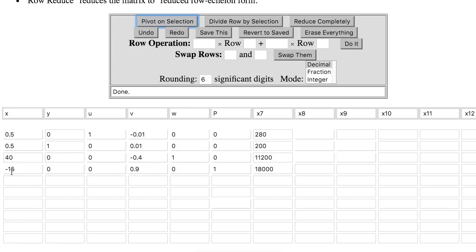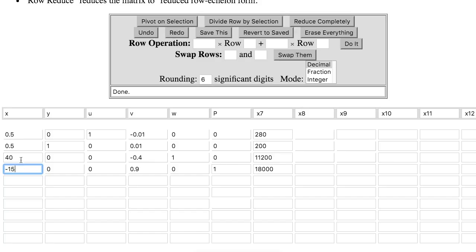X is 0 because the column is not in unit form. Y is 200, and U is 280, and remember U was unused land. So we're using all our capital and we're using all our storage space. 280 acres of land not used, and our profit would be $18,000 if we did that. But we're not at the optimal solution. We still have a negative in the bottom row.